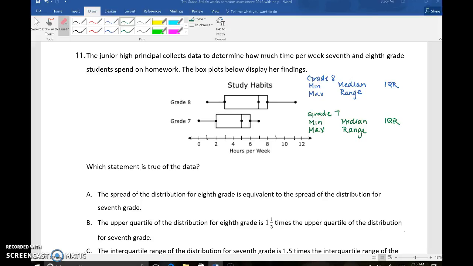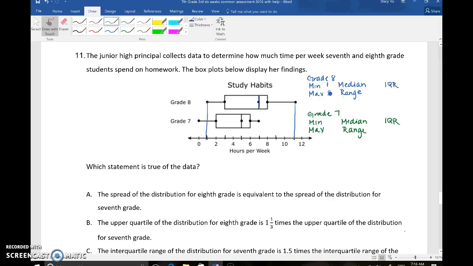All right, guys, so number 11 says the junior high principal collects data to determine how much time per week 7th and 8th grade students spend on homework. So first thing we want to do is analyze it. So for box plots, we're looking at the minimum, so the smallest number, 1, the maximum, the largest, 11.